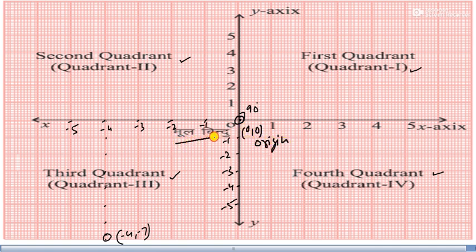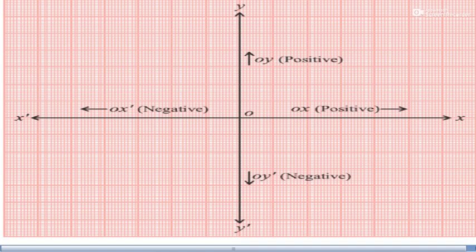In Hindi, this is called mool bindu, remember, because sometimes you need the Hindi words too. Now come to this one: it is the OX negative axis, OY positive axis, and OX positive axis, and here is the OY positive axis, and here is the OY dash negative axis. I think you understood all these things.